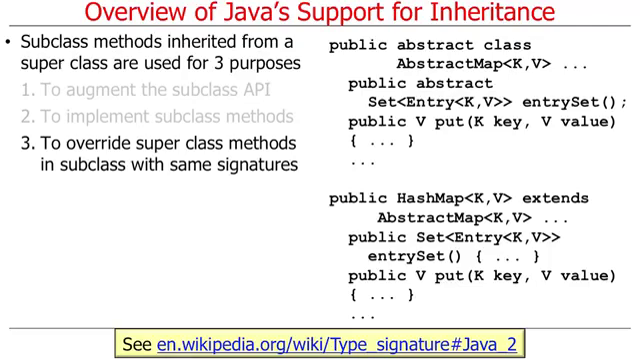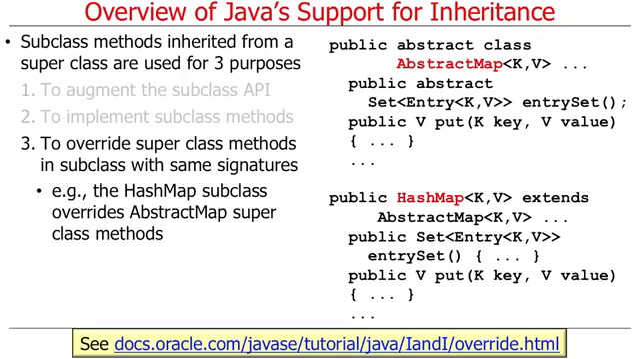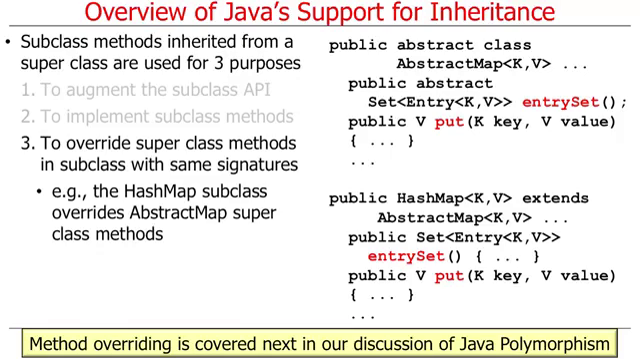For example, the HashMap subclass in the Java Collections framework overrides methods with the same signatures as AbstractMap superclass methods, such as put and entrySet, which associate values with keys in a map and return a view of the mappings contained in a map, respectively. Method overriding enables a subclass like HashMap to transparently customize the behavior of a superclass like AbstractMap, as we'll discuss next in our coverage of Java polymorphism.